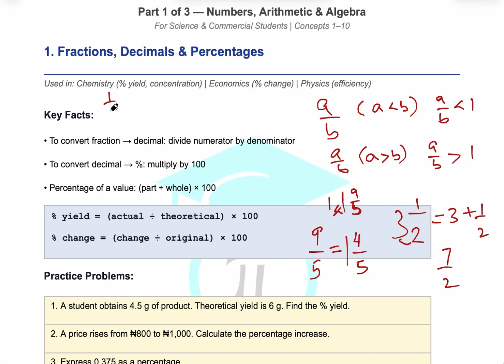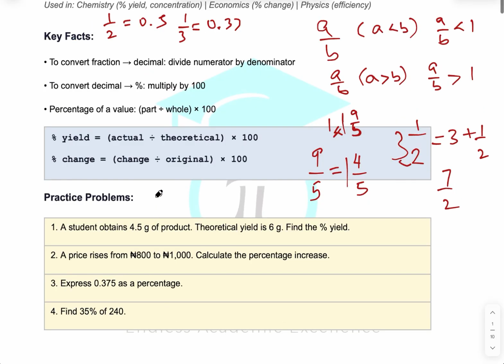For instance, 1 over 2 is 0.5. You need to master that. Followed by 1 over 3, which is 0.33, repeated like that. It continues to repeat. Then you have 1 over 4, which is 0.25. Then you have 1 over 5, that's 0.2. 1 over 6 starts with a 0.1, then you have 6 being repeated like that. So this is going to be approximately 0.17.